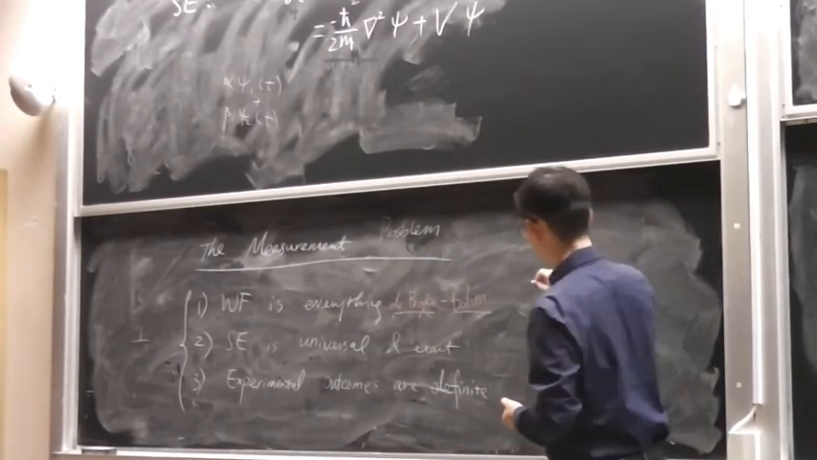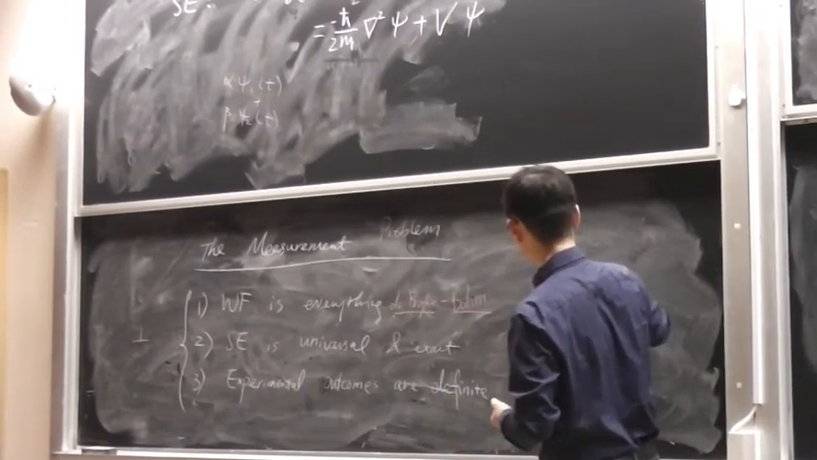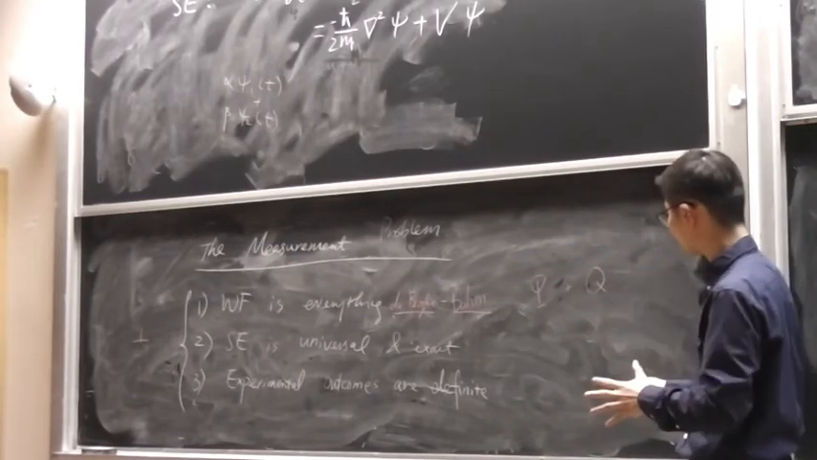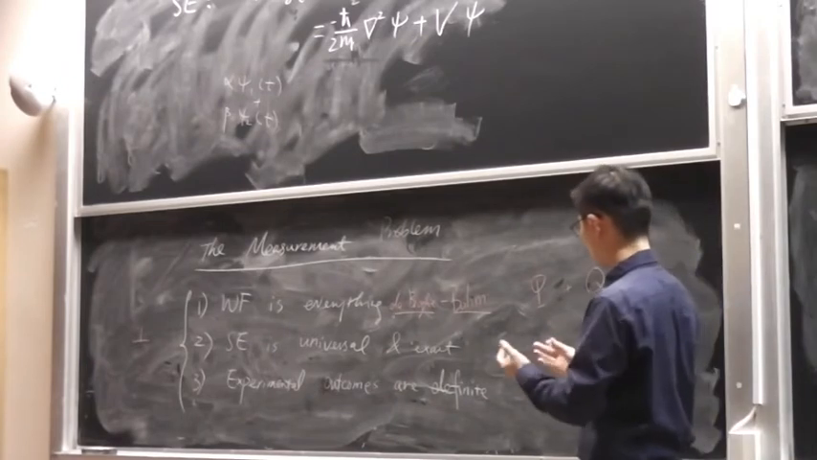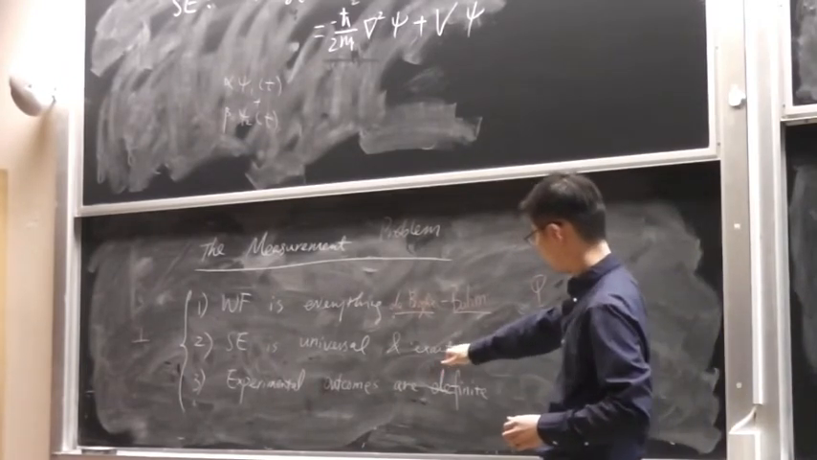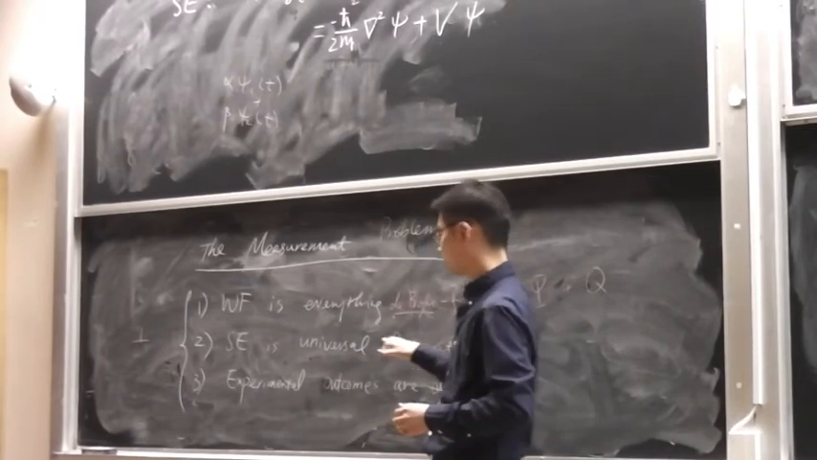So they have the wave function, and also you have particle locations too. You have extra particles with precise locations that move according to the wave function. The second strategy is to give up the universality or exactness of the Schrodinger equation.